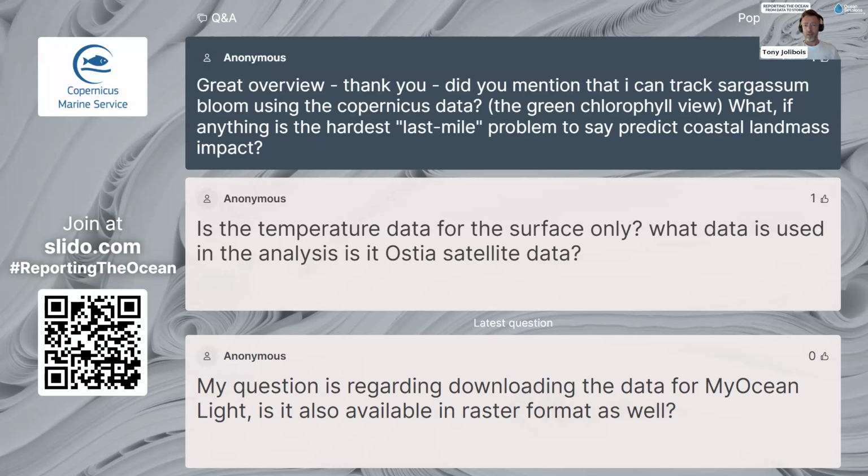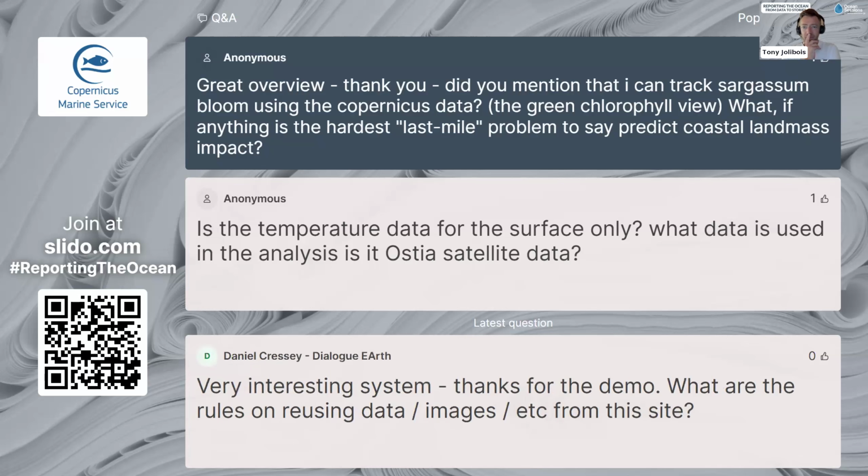What, if anything, is the hardest last mile problem? I don't really understand the second part of the question, to say predict. Sorry, I also have issues understanding the syntax. I don't know if it's the resolution problem, maybe for the very coastal high resolution data. Yes, okay.